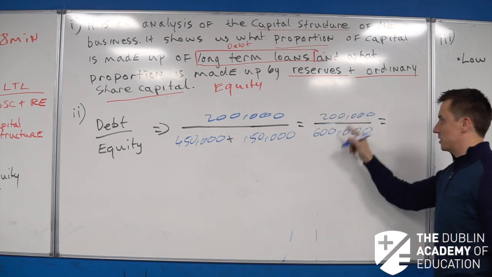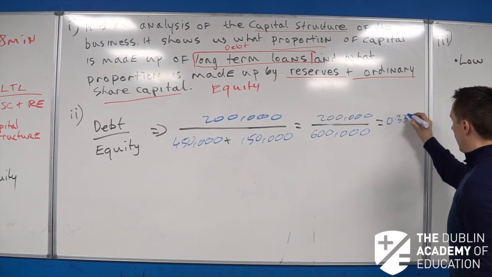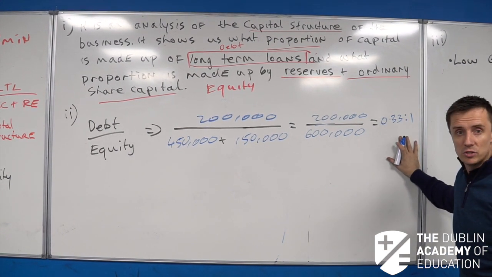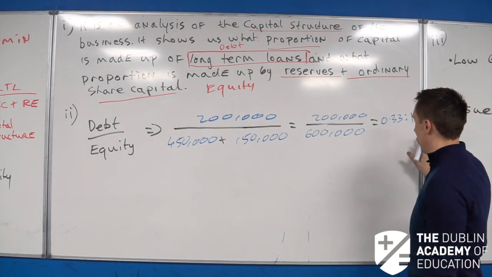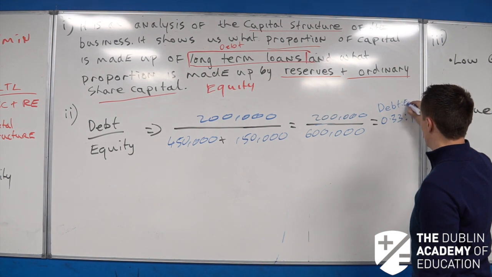Again, guys, on a calculator, 200 divided by 600 gives you 0.33. Okay, and like the liquidity, the answer you get, you put it to the ratio of 1. Now, what does that actually tell us? Okay, it shows us the amount of debt the business has compared to its equity.